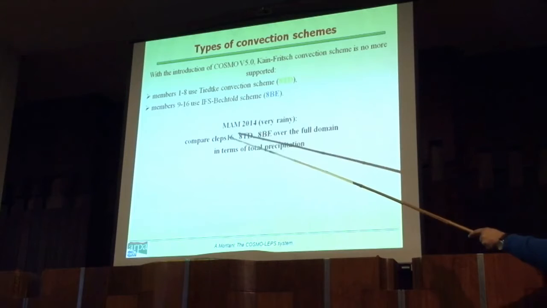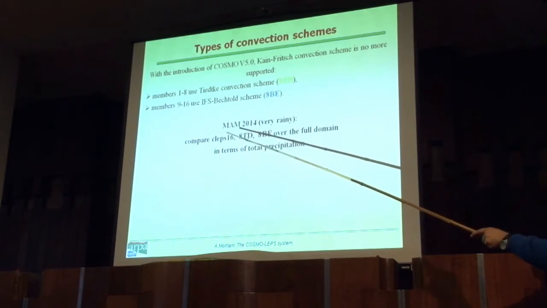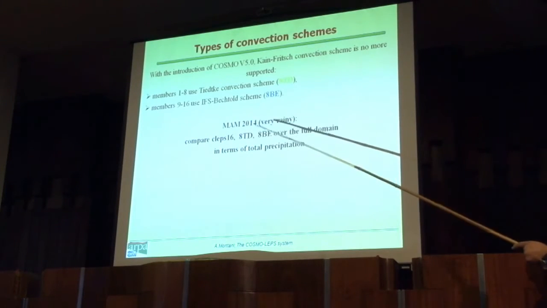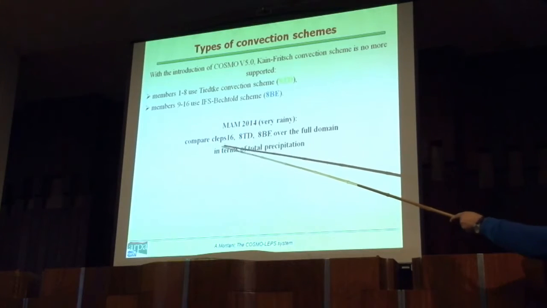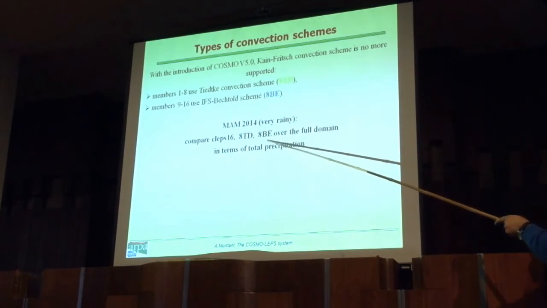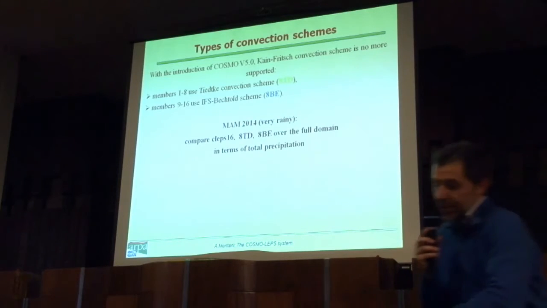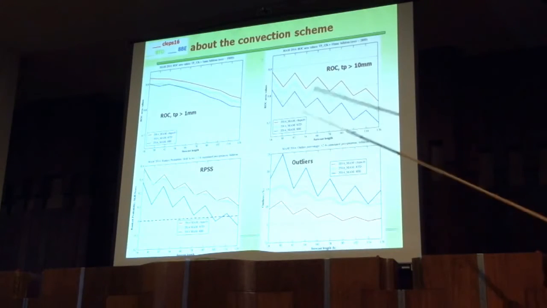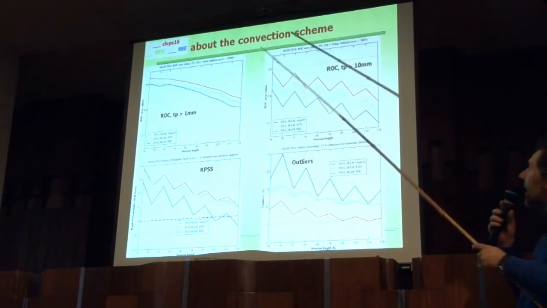We look at the period March, April, May of 2014, last spring, which was very rainy, and we compare the full ensemble system, 16 members, the first 8 members, and members 9 to 16, in terms of total precipitation. Okay, quickly, anyway, just to show you some results.